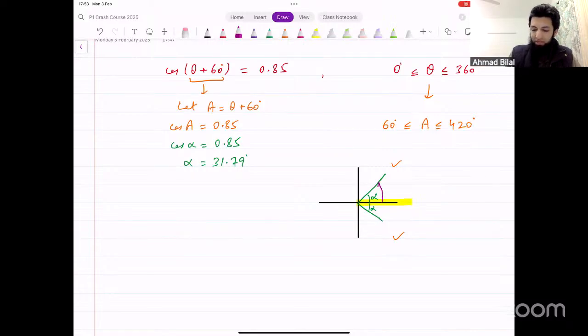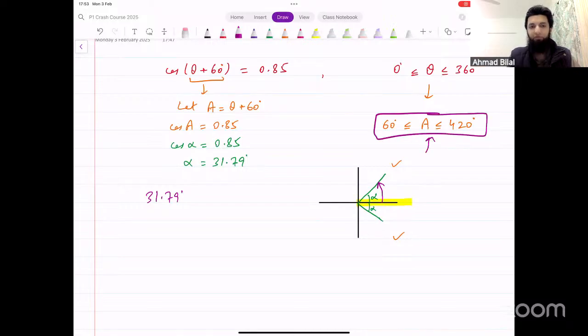So what you do now is you go in this direction. This is the first angle that you find. What's that? That is 31.79 degrees. But we have a problem. This does not fall in the interval that we have for A. Remember, we are solving for A. The interval for A is from 60 to 420. 31.79 is not in that interval, so we cannot consider that. Okay, it's outside the interval. So the first angle that we're getting, the first quadrant, we cannot use that because that's outside the interval.